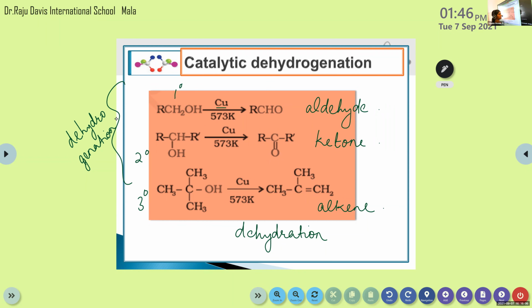So this is the last reaction that comes under the reactions involving the cleavage of the C-O bond. So we have learned two types of reaction in the case of alcohols, right? Reactions involving the cleavage of the O-H bond, then reactions involving the cleavage of the C-O bond. This is clear, children?